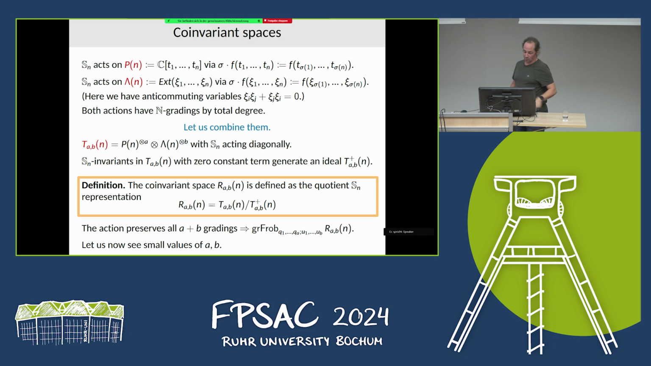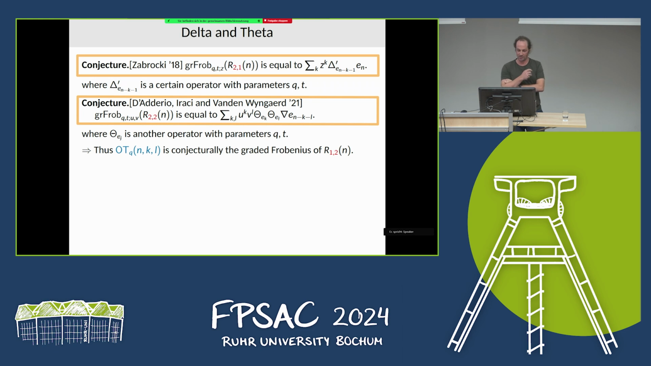We'll go a bit more for small values of A and B, and what are actually the particular co-invariant spaces that are related to our symmetric function. So this would be A and B basically 1 or 2 in what's coming. So Mike Zabrocki had conjectured, yep.